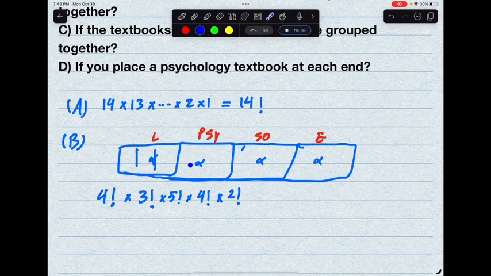They can be arranged. Here is 4 books, 4 factorial, and here is 2 books, so 2 factorial. So this is the final answer for part B.